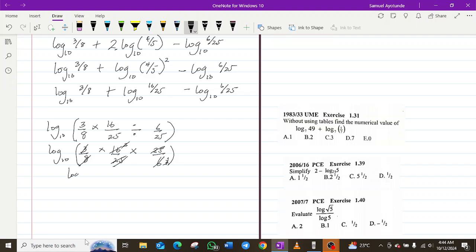So we have log base 10 of 1. And it is one of our rules that when we have 1 in the argument and any number in the base, any number at all, the answer is equal to 0. So the answer to this question is 0. So we move to another one.